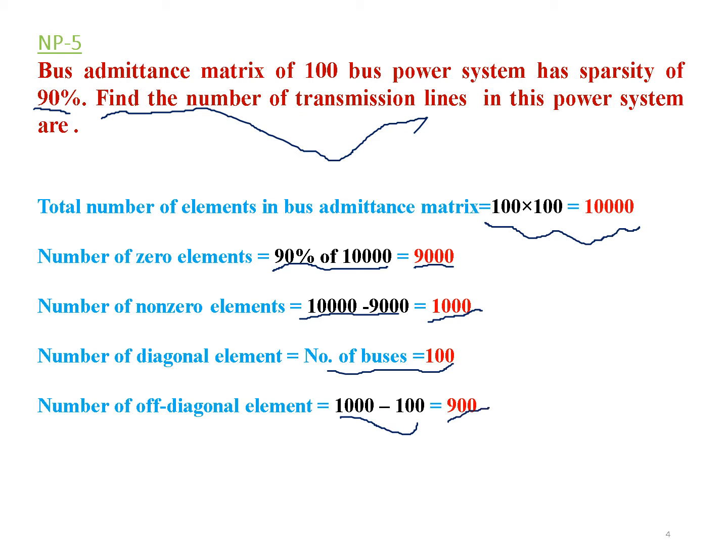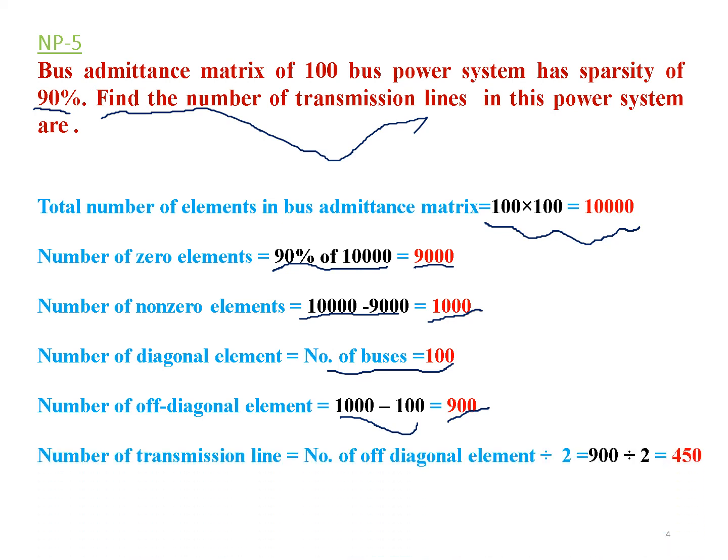Okay. So if we know number of off-diagonal element, and if you remember that number of off-diagonal element is equal to 2 into number of lines, from that statement we can easily identify that number of transmission line is equal to number of off-diagonal element divided by 2, that is 900 by 2, which is equal to 450 is the number of line present in this problem. Okay, I think it will be clear to all of you.